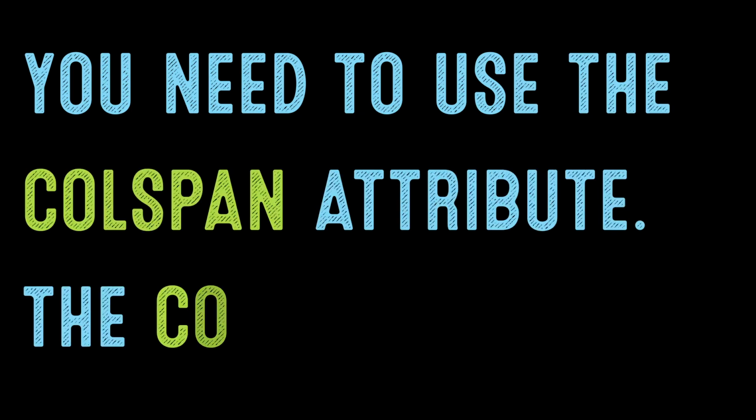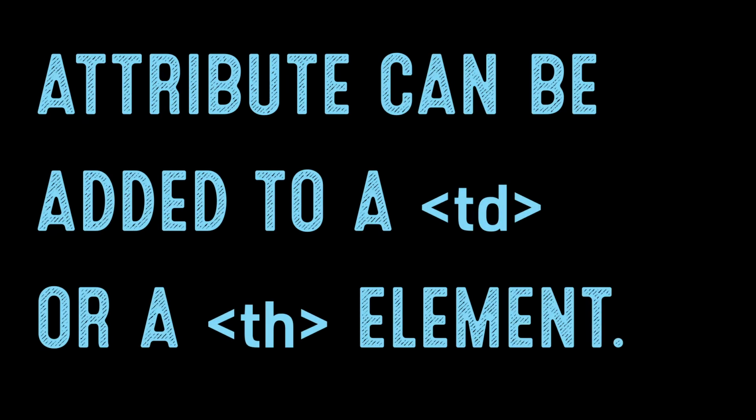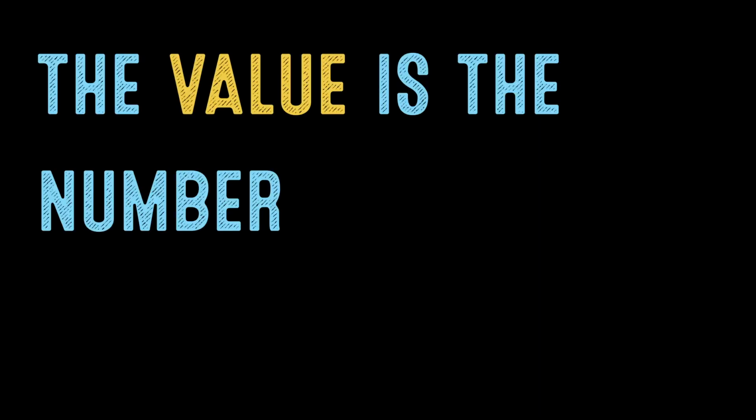The weekly code quiz. What do you do if your table cell needs to span 2 or more columns? You need to use the colspan attribute. The colspan attribute can be added to a table data or a table header element. The value is the number of columns that the cell should span.